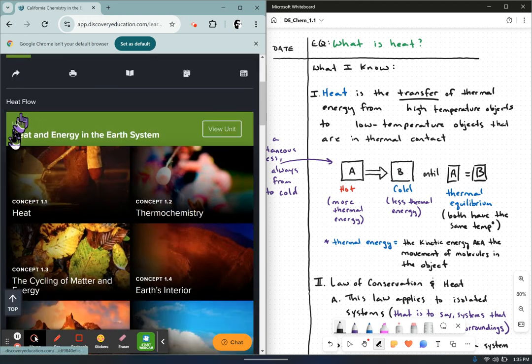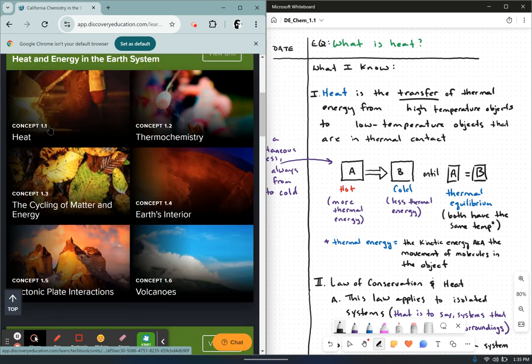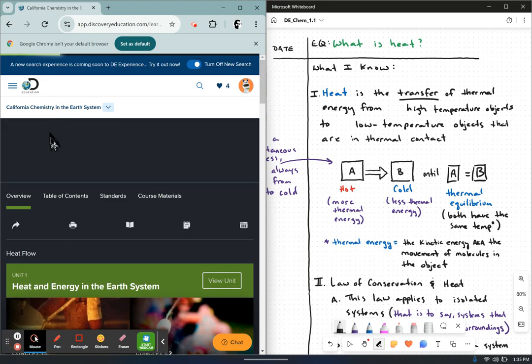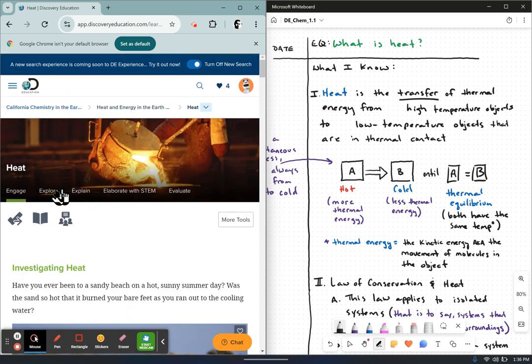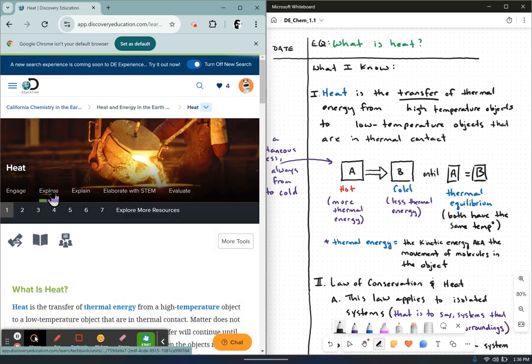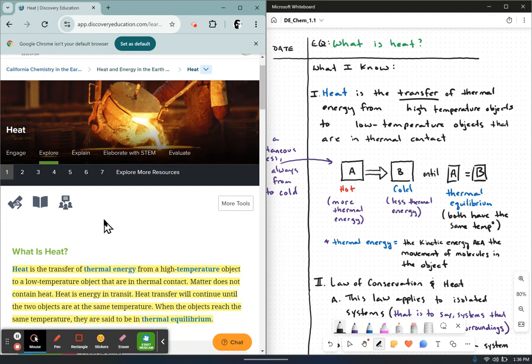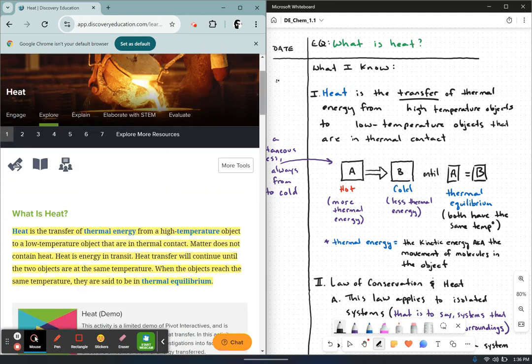And if we take a look at Unit 1, we can see that there are 6 concepts: 1, 2, 3, 4, 5, and 6, all underneath Unit 1. So we're going to take a look at the first one under Unit 1. That's concept 1.1, and it's called heat. So we'll click on that. And we want to jump right into our explores. There's 7 explore pages. These are like the pages in your textbook.